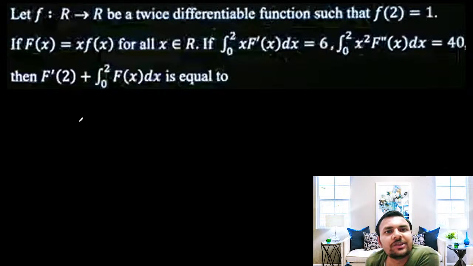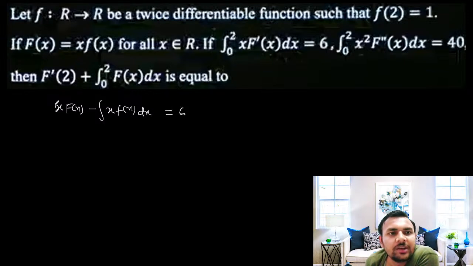Now we are on this question. f is twice differentiable such that f(2) equal to 1, and the integral from 0 to 2 of x f(x) with x differentiated, that is, the integral of x f(x) dx from 0 to 2, is equal to 6. So we have to find this.